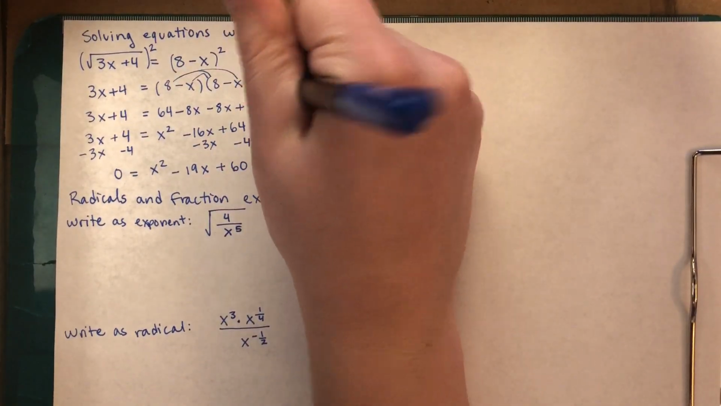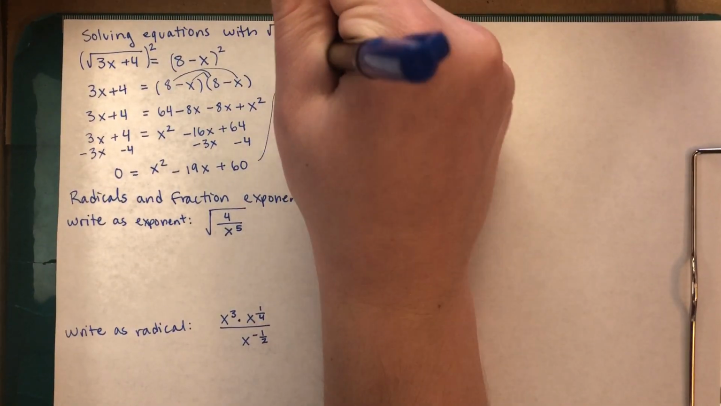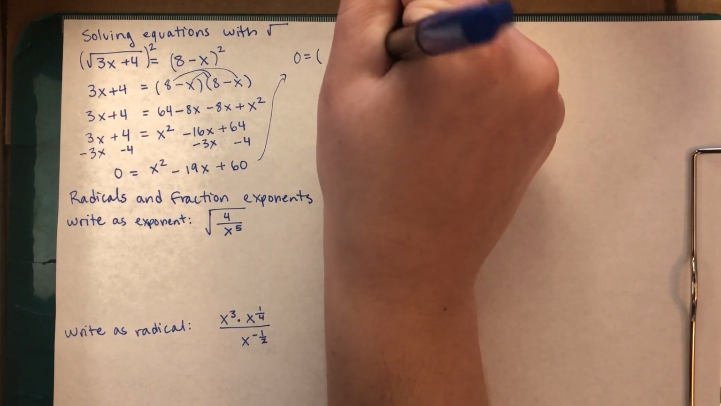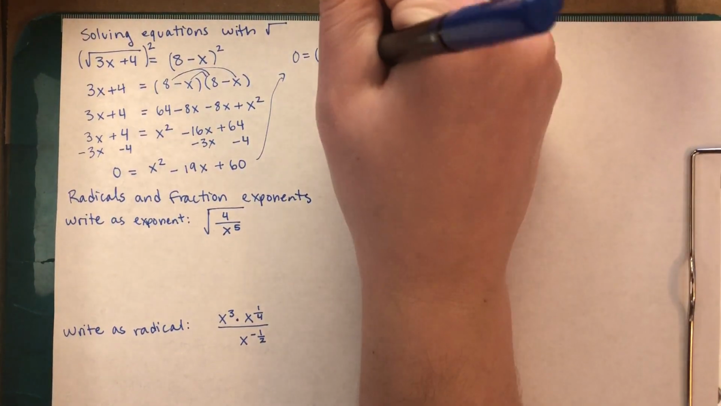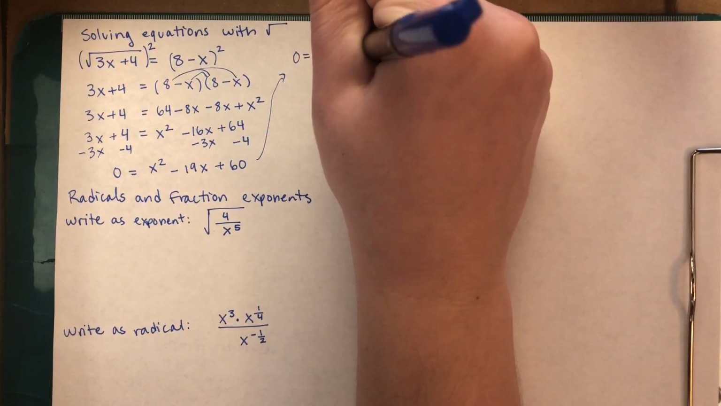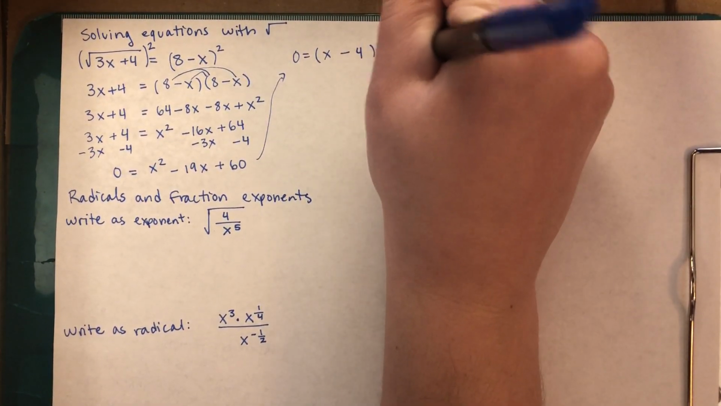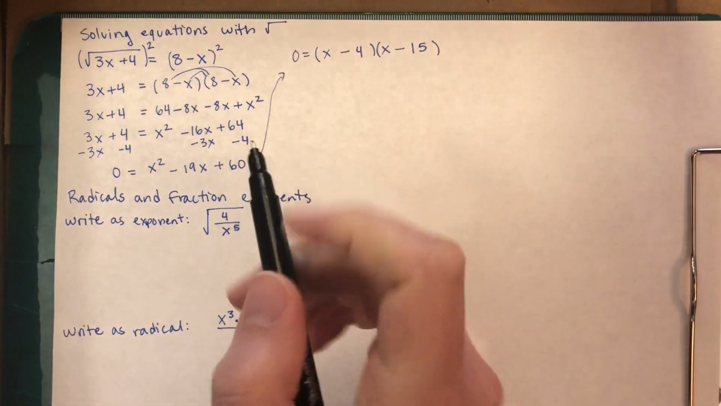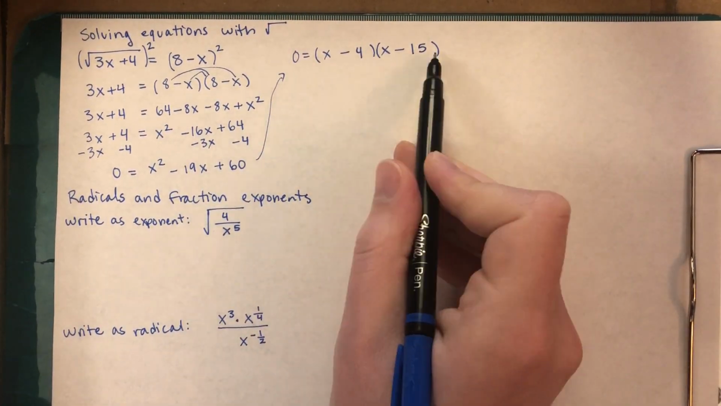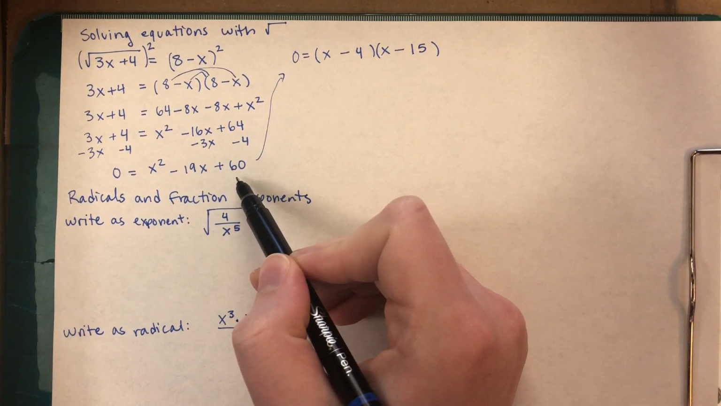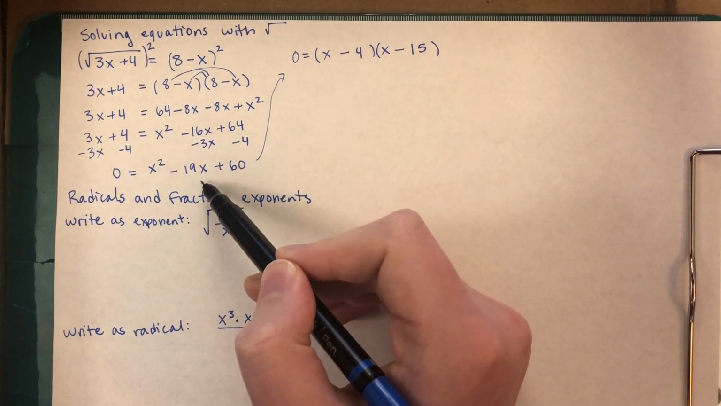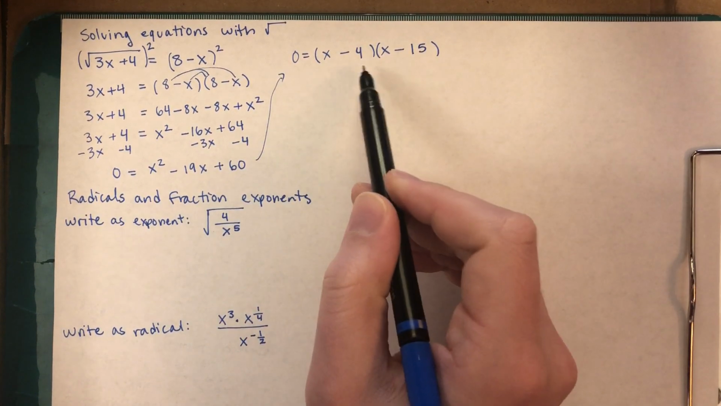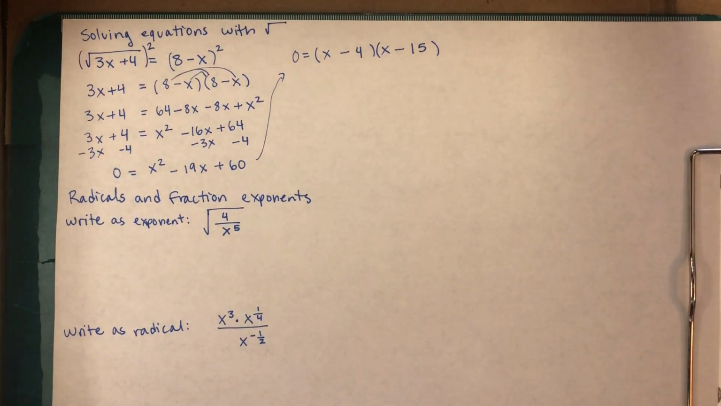So this equation is the same as x minus 4 times x minus 15. Negative 4 times negative 15 makes 60, and negative 4 plus negative 15 makes negative 19. So this is the correct factoring of this equation.